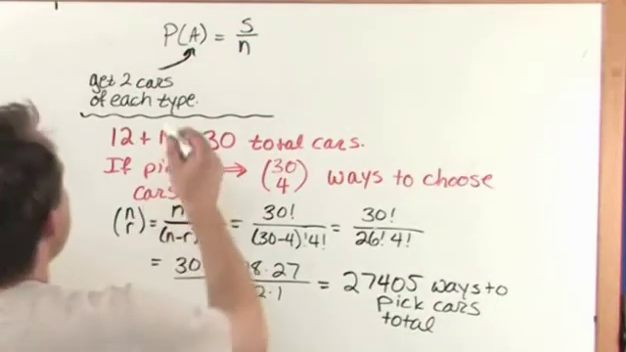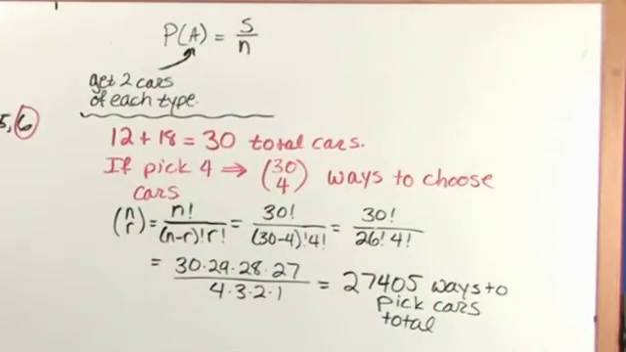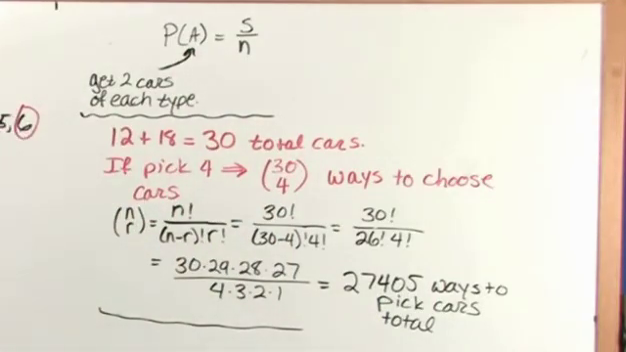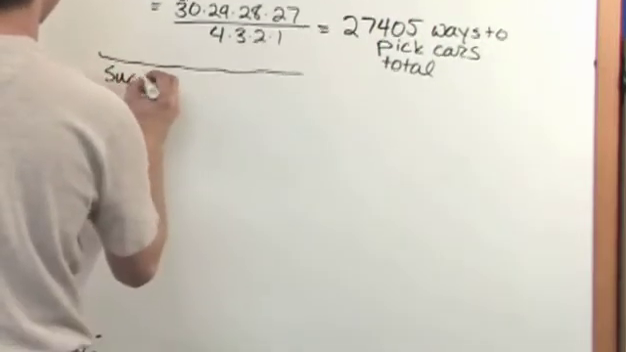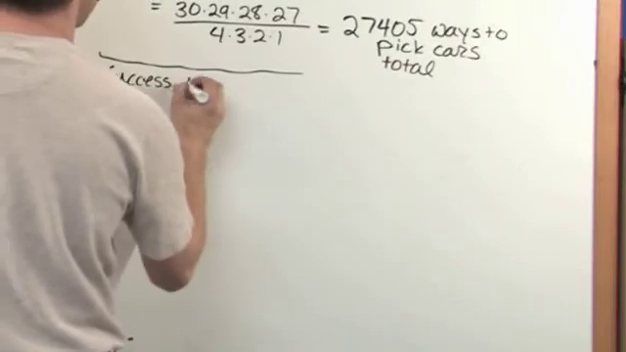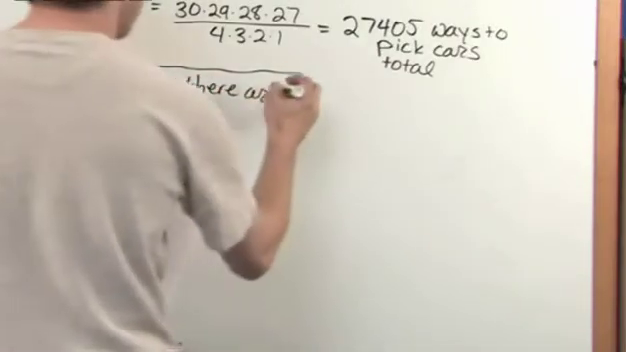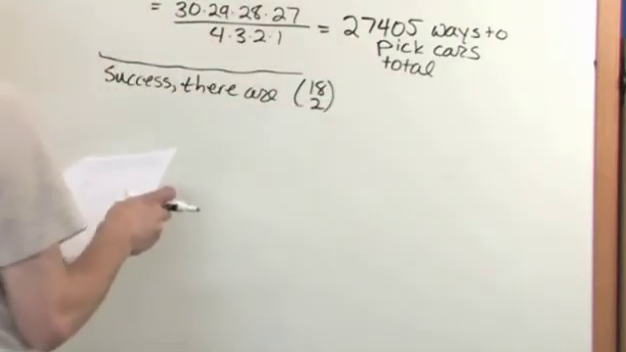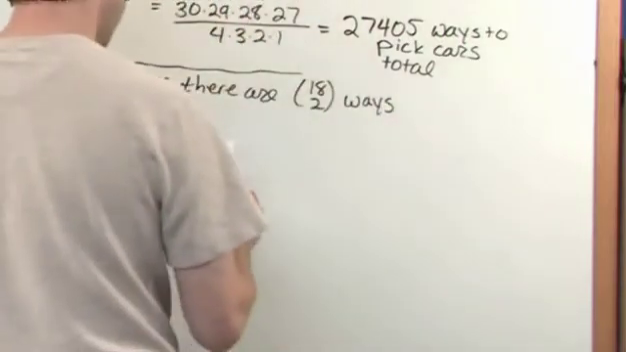Now we have to find how many ways we can get 2 cars of each type. That's the number of ways our success can happen. We're going to divide those two numbers and get the answer. Okay, so for success, there are 18 combination 2, 18 taken 2 at a time, ways to pick a compact car.